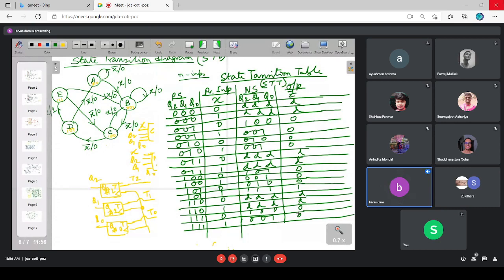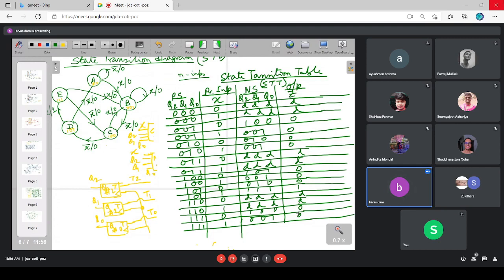Which columns of the state transition table should be present in the output combination logic block truth table? Present state, present input and output. Okay, the rest excluding next state.